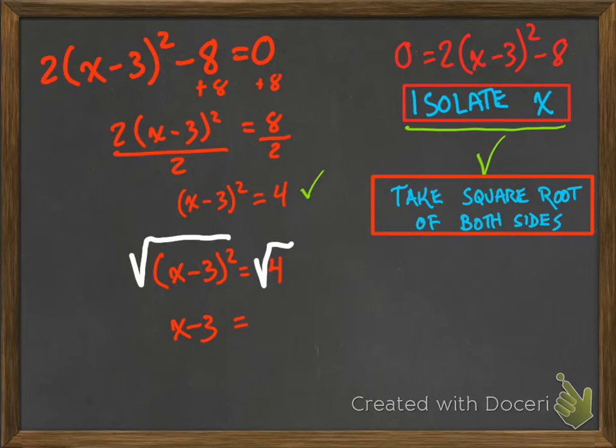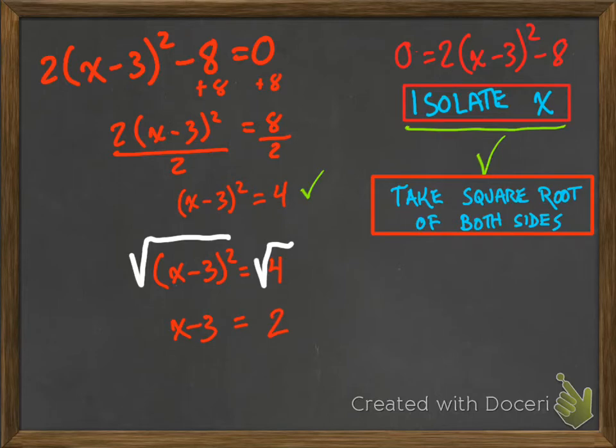So x minus 3 squared, when you take the square root of that, you just get x minus 3. That's nice. It just removes the parentheses and the exponent 2, all in one step. On the right side of the equation, the square root of 4, well, I'm pretty sure you know that the square root of 4 is 2.